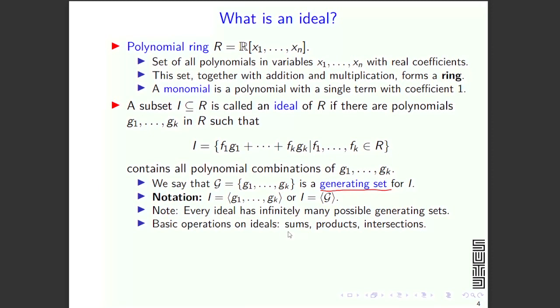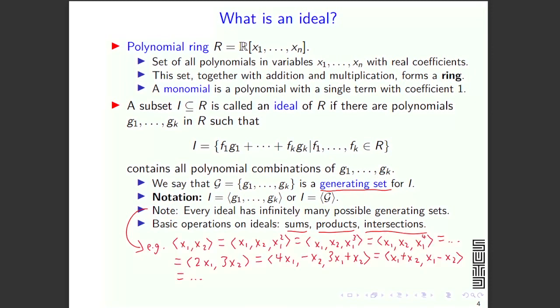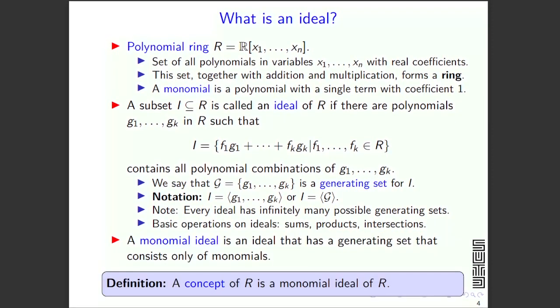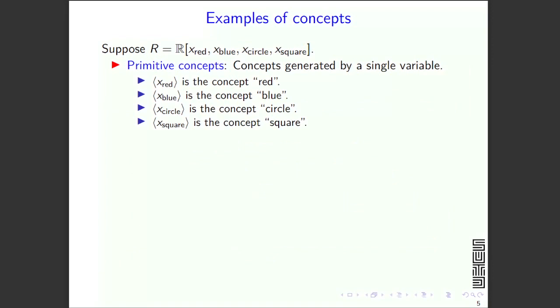Once we have a few ideals, we can add, multiply, and intersect them. Now, every ideal has infinitely many generating sets, and it is possible for two seemingly different generating sets to describe the exact same ideal. A monomial ideal is a special kind of ideal that has a generating set consisting only of monomials. And with that, we define a concept to be a monomial ideal of our initialized ring. Let's see some examples of concepts. Suppose we have 4 variables. We can construct concepts generated by a single variable. These are called primitive concepts.